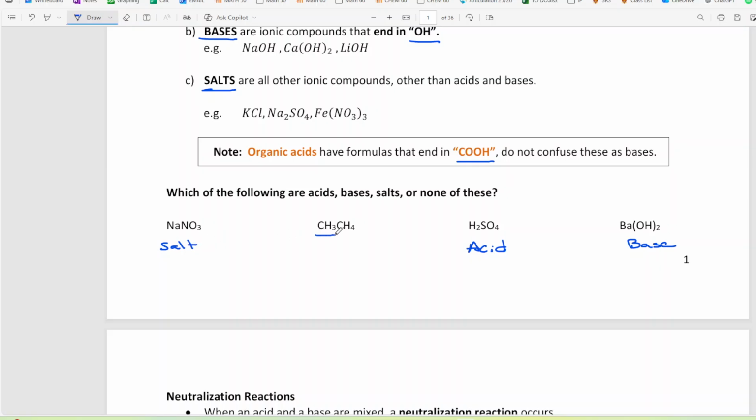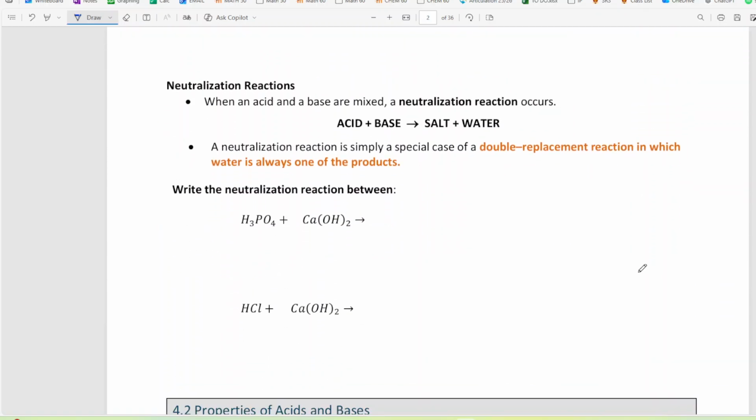And then this is an organic compound, right? It's made up of carbons and hydrogens. It's not starting with a hydrogen, and we will call this one our none because we would call this molecular or organic. Okay, so that's the first thing, Arrhenius theory of acids and bases.